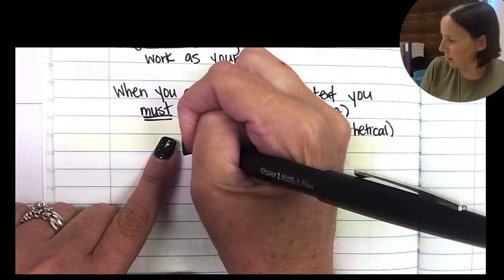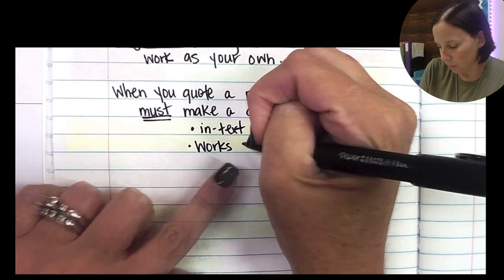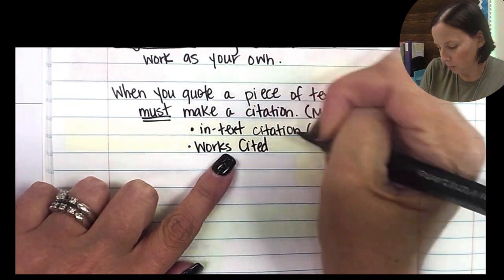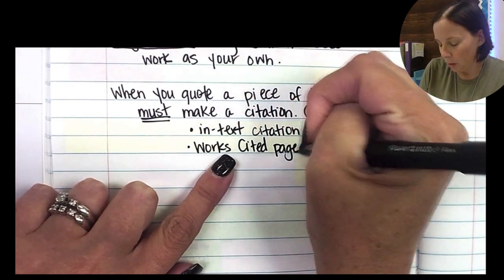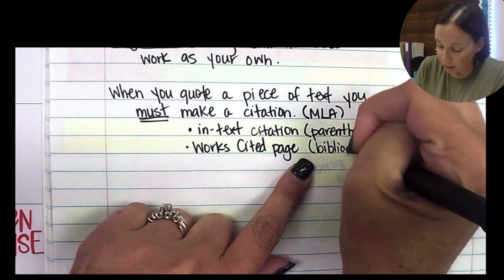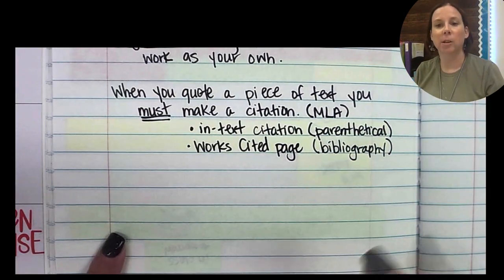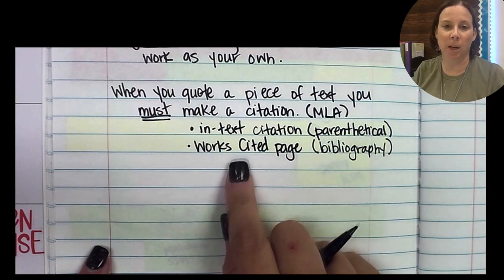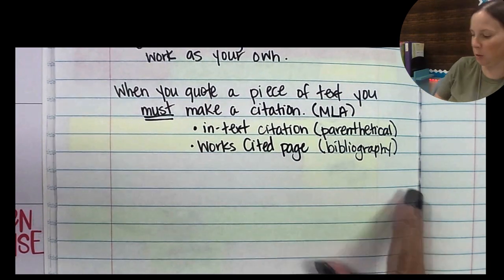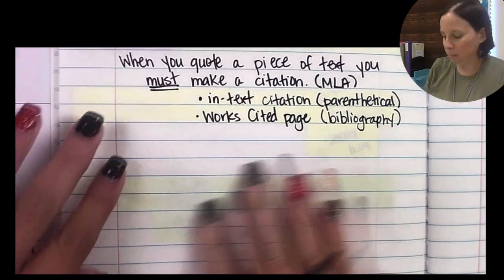The other kind of citation is a works cited page, which may also be called a bibliography. Bibliography, that term has kind of gone out of style. Most of the time, they call it a works cited page. This one you won't hear nearly as often. Okay, we're going to start with the works cited page.